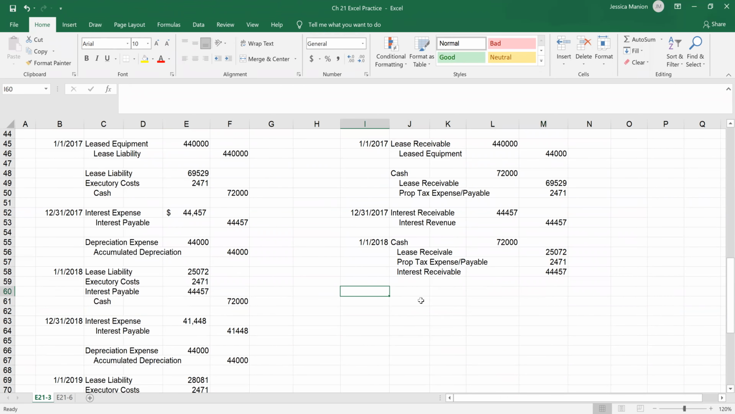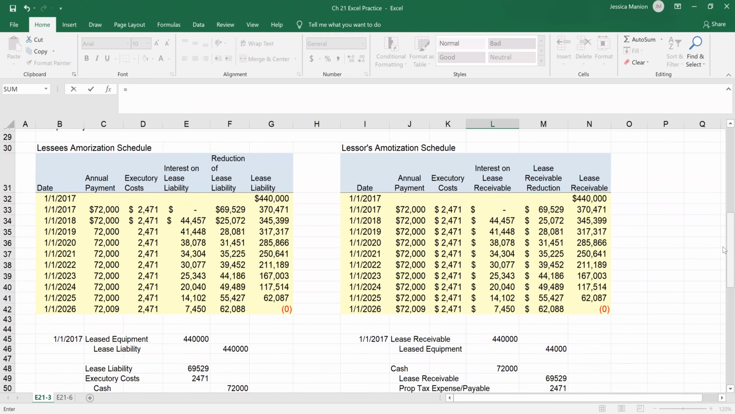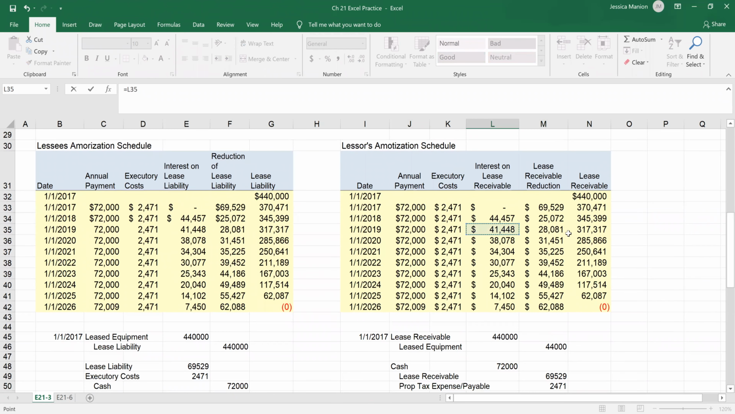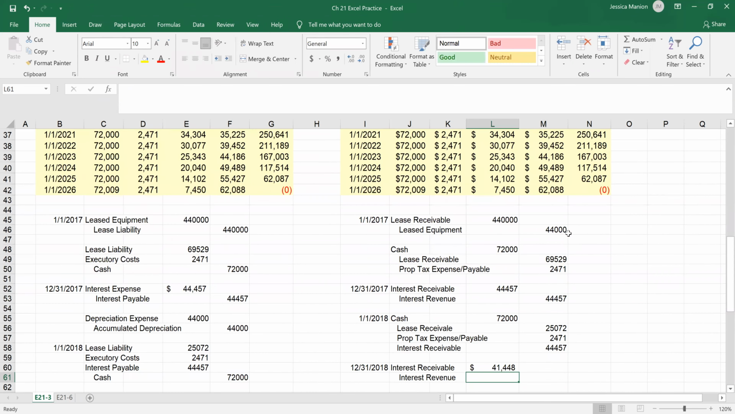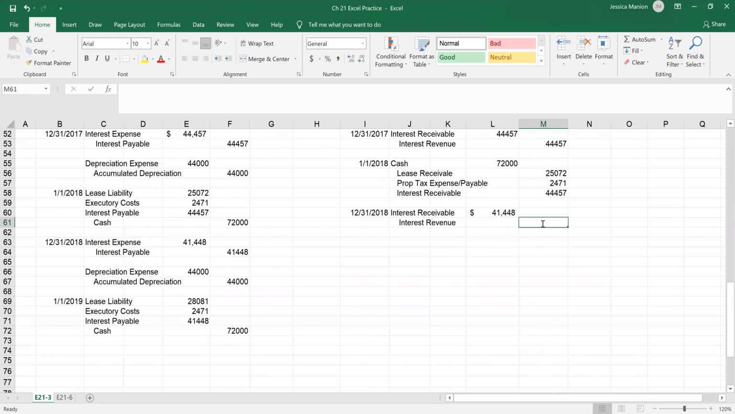Let's do one more year. Now we're at the end of December 31, 2018. We have to do this one again, so just in an effort to save time, I'm copying and pasting. However, the amount is now, because we're at the end of 2018, the second year of interest, 41,448.